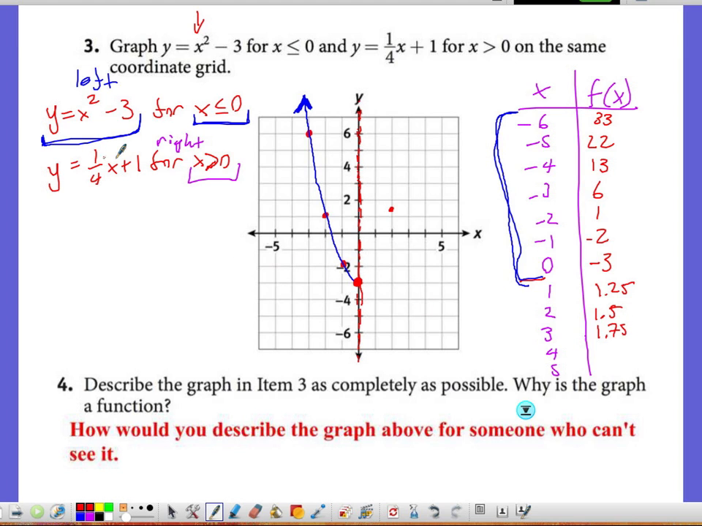If we plug in 4, 4 times 1 over 4 is 1. 1 plus 1 is 2. Well, you can use your calculator, by the way, to help you fill this table out. So we have 4, and 2, which is right here.